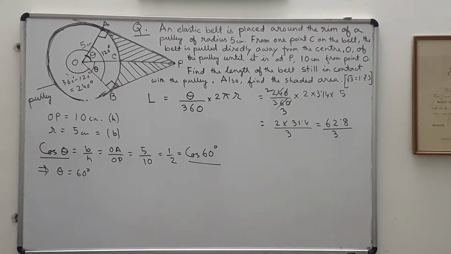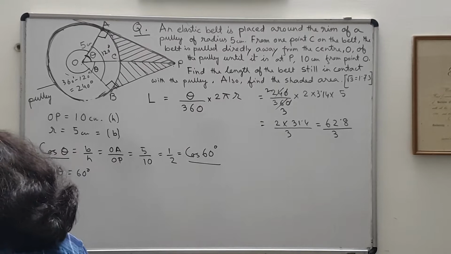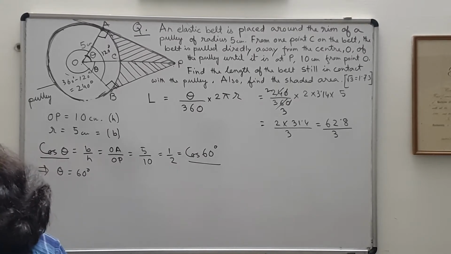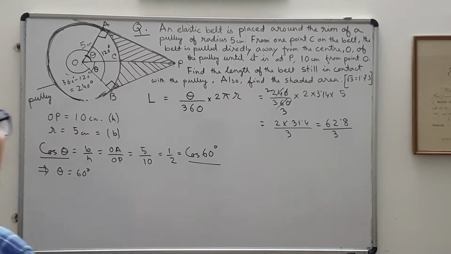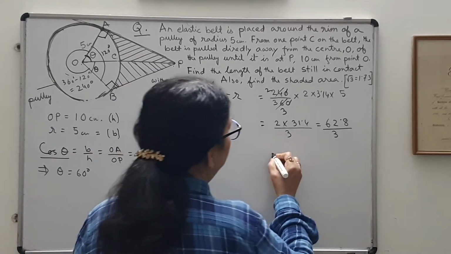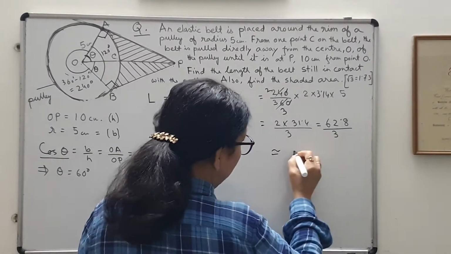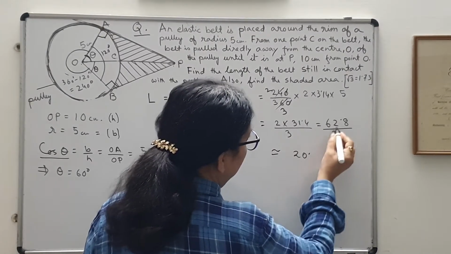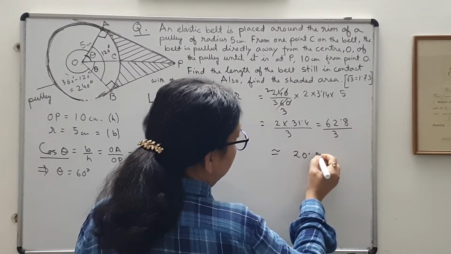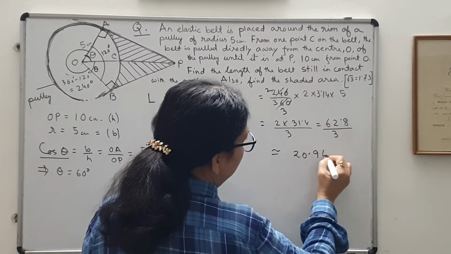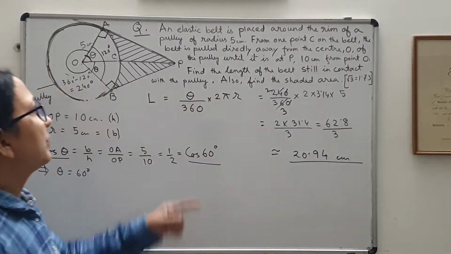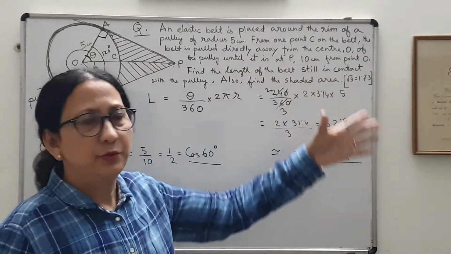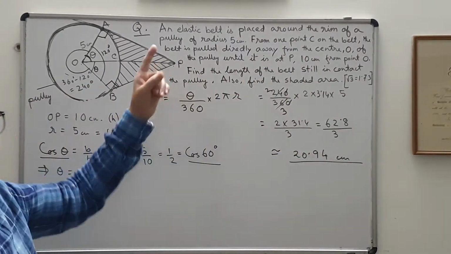Arc length. And if you do the calculations, it will come out to be, approximately, 20.9 centimeter. So this will be the length of the belt still in contact with the pulley.